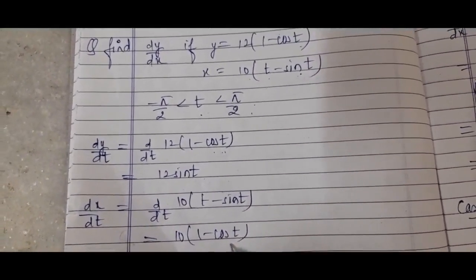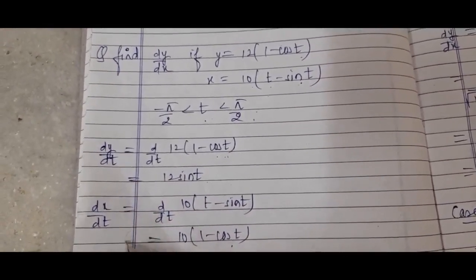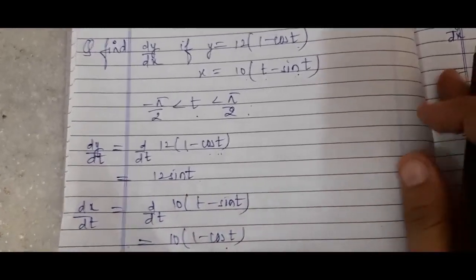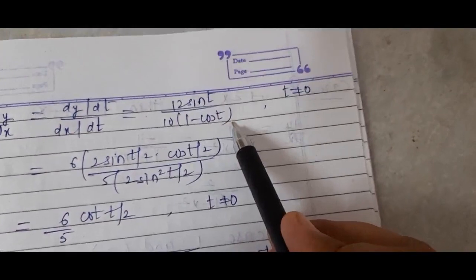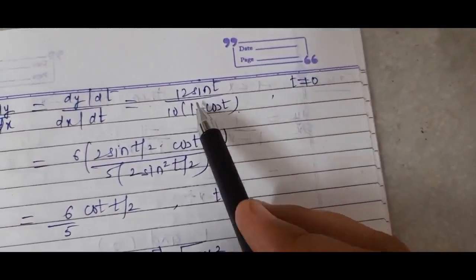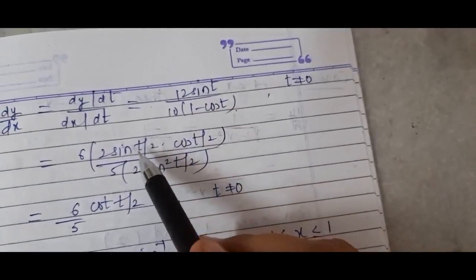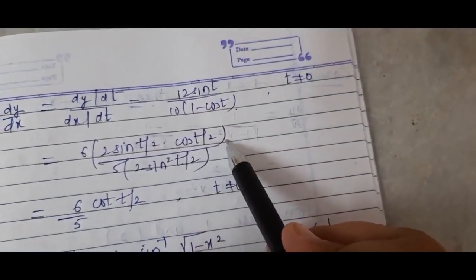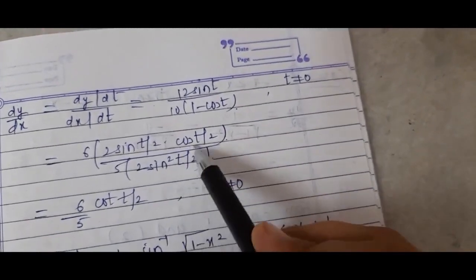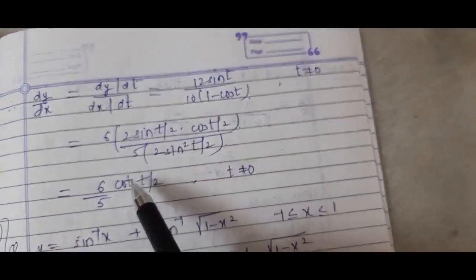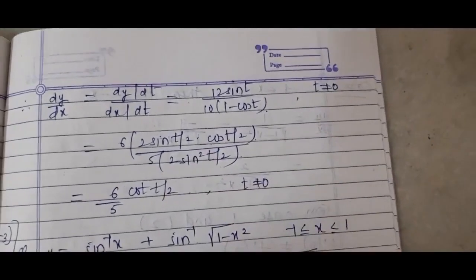Now we have to find dy by dx. So equation 1 divided by 2, that is dy by dt upon dx by dt, gives 12 sin t upon 10 into 1 minus cos t. Okay, so using the half angle formula, this will be 2 sin t by 2 into cos t by 2 upon 1 minus cos t, which is 2 sin square t by 2. One term is cancelled and we get 6 by 5 cot t by 2, where t is not equal to 0.